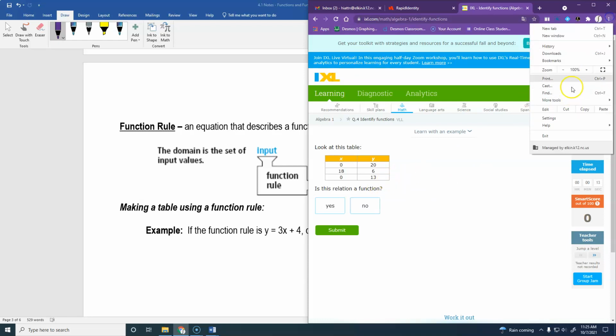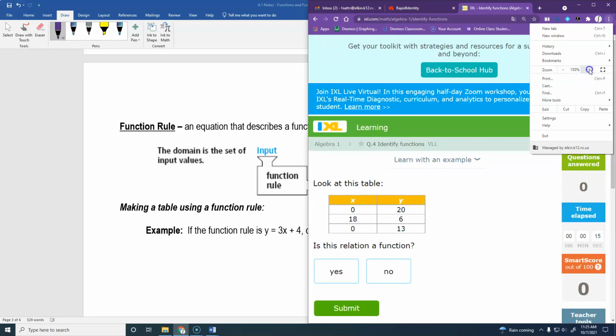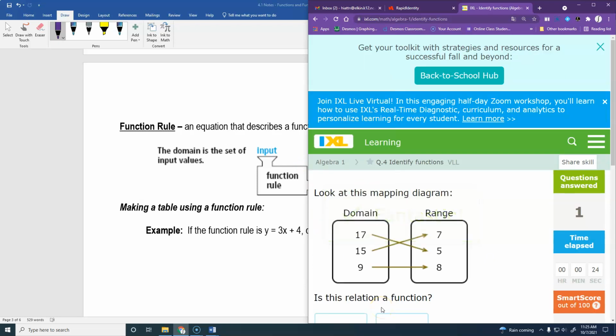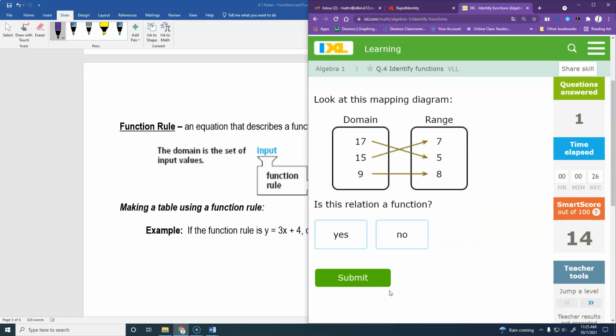Let me zoom in a little here. Okay, it's not. How do I know? The zeros, the X's are repeated, so that's a no. All right, this one. That's a yes. All the X's only have one Y.